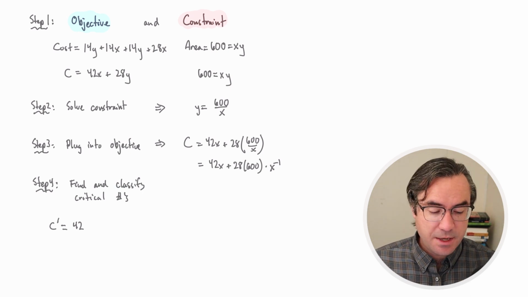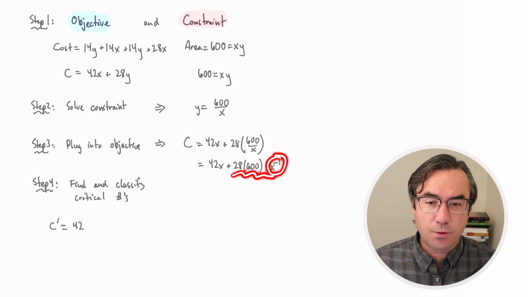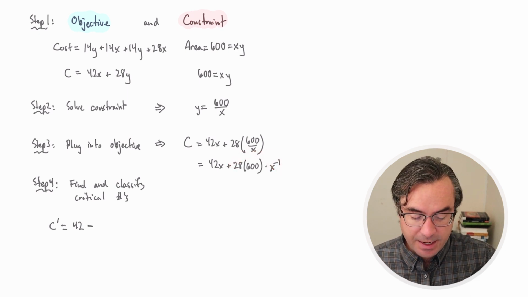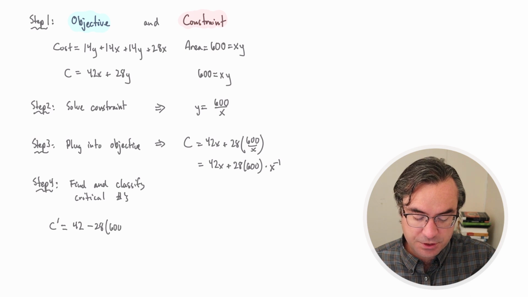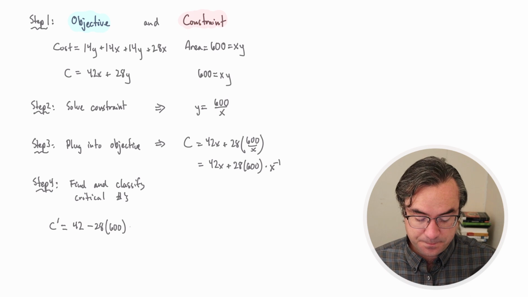All right, so if we differentiate this term, well, we do our power rule. We're going to take the negative 1, bring it down, put it in front. So we're going to get negative 28 times 600. Those are just constant multiples. And then x raised to the negative 2.